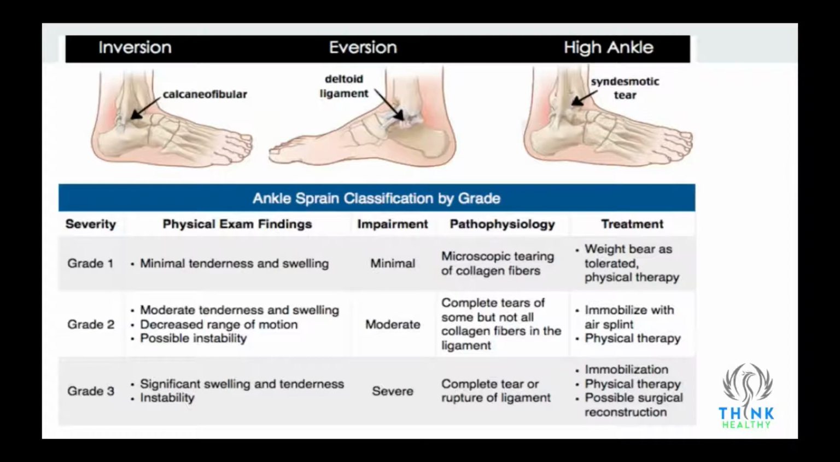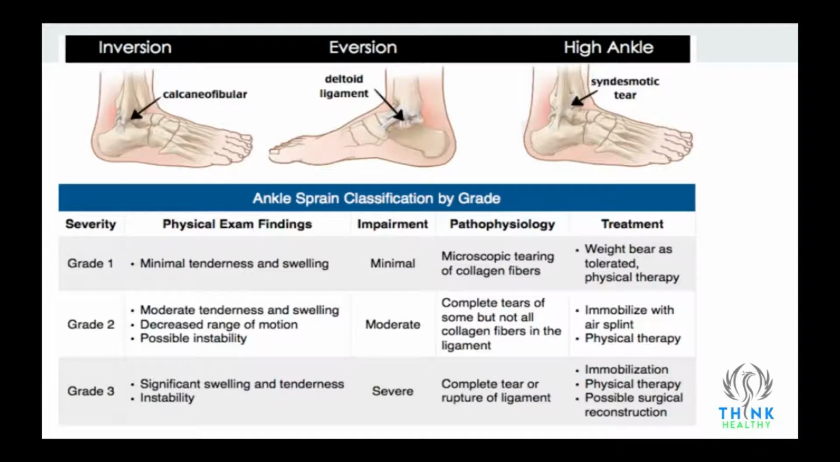That's another problem. So let's talk about the grade 2 type of injury. You have more moderate tenderness, you get more swelling, your range of motion is reduced, you can't move your foot in all directions, and there's kind of instability in your ankle. If this is left uncorrected, it would create popping in your ankles.